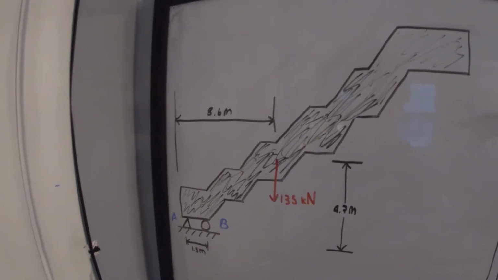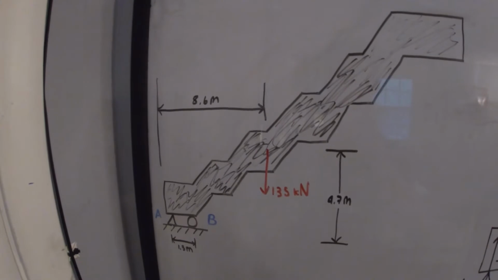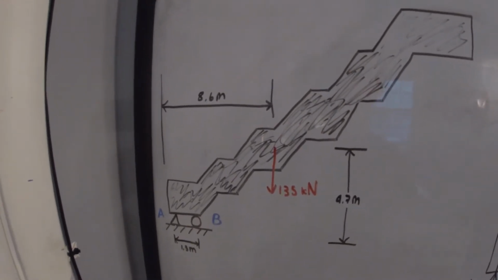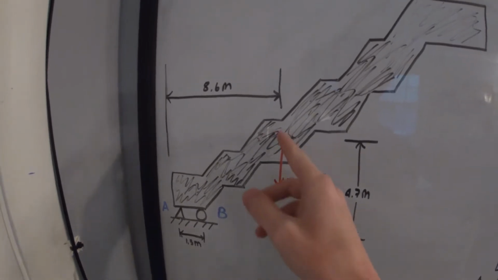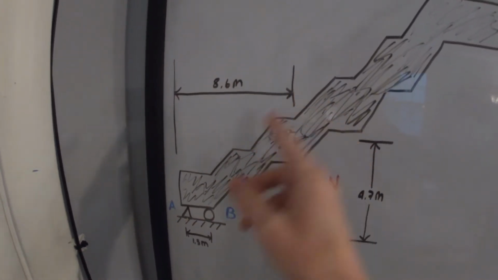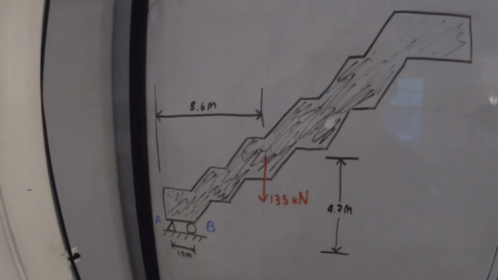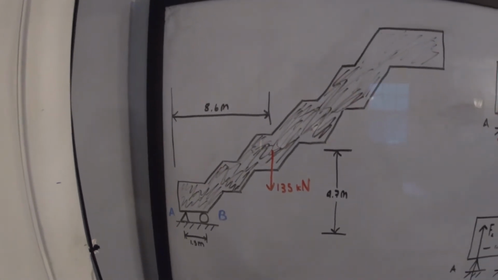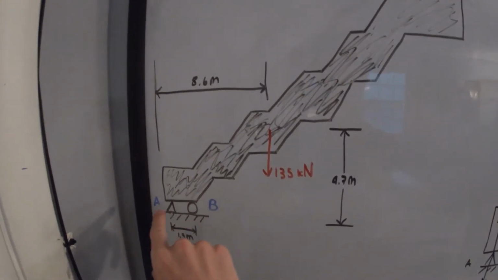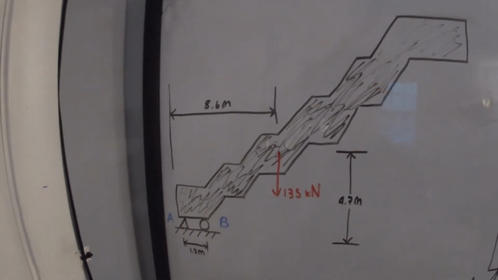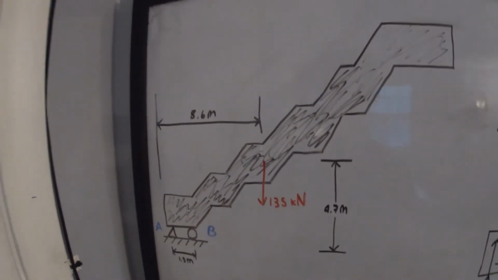All right, so here's the solution to the Vlooyberg Tower case study problem. Like we talked about in the last video, the problem basically reduces down to a 135 kilonewton force pointing downwards, applied 8.6 meters to the right of support A and 4.7 meters above support A and B. What we want to find is the equivalent force couple system caused by this force at A, and then we want to take that equivalent force couple system and find the forces at A and B.